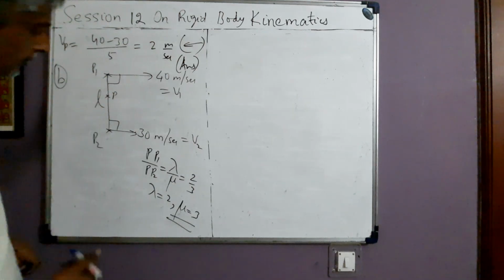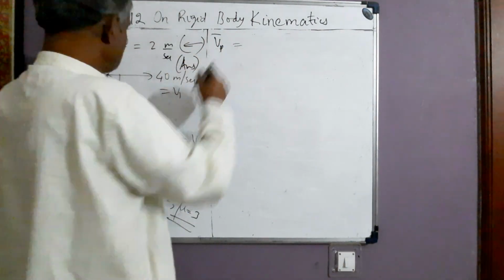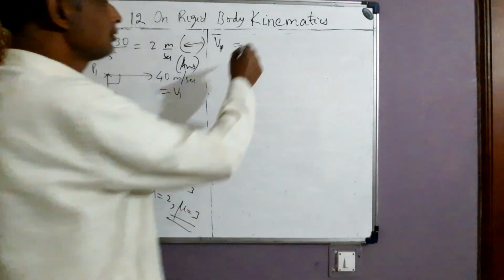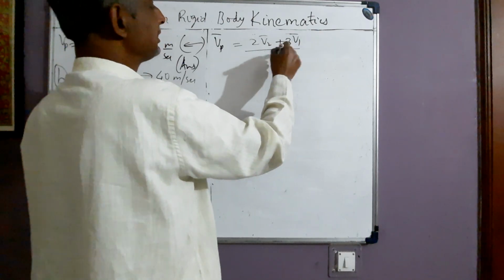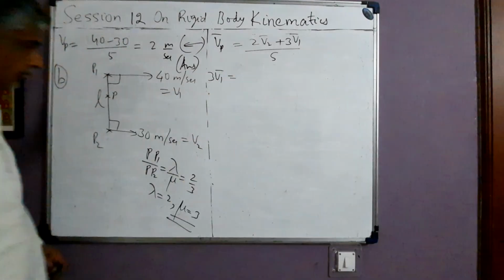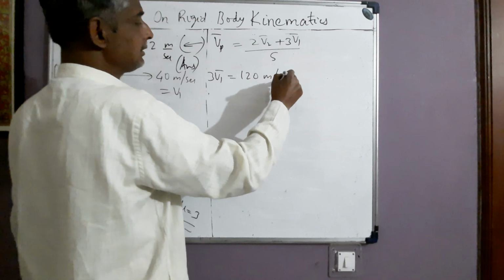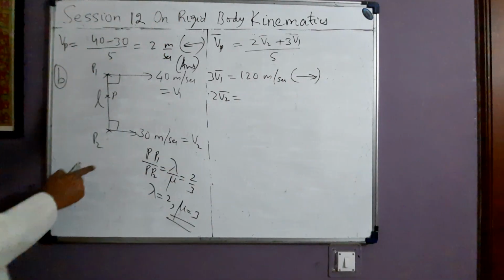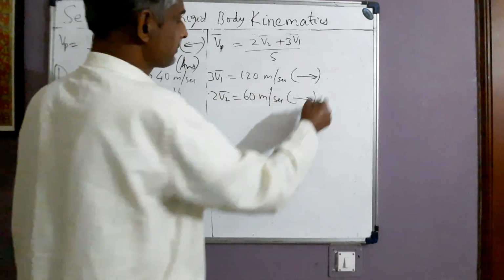So now again using the section formula, the velocity vector of point P, Vp, is lambda V2 plus mu V1 over lambda plus mu, that is 2V2 in vector form plus 3V1 by 2 plus 3, that is 5. Now V1 is 40. 3V1 becomes 120 meter per second in rightward direction, and 2V2 becomes 60 meter per second, that also in rightward direction.